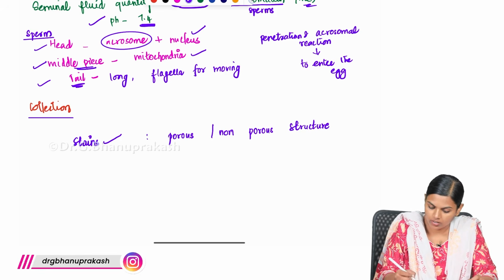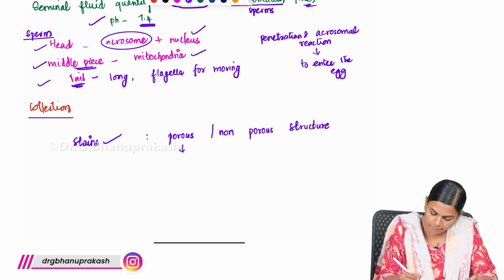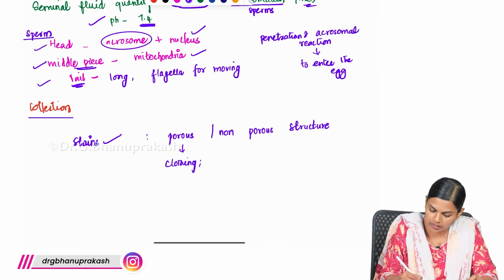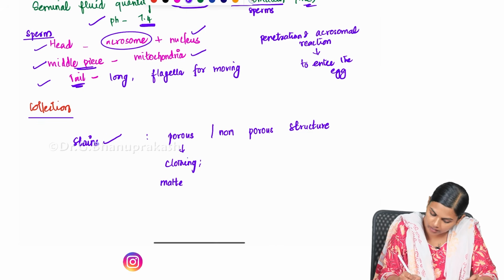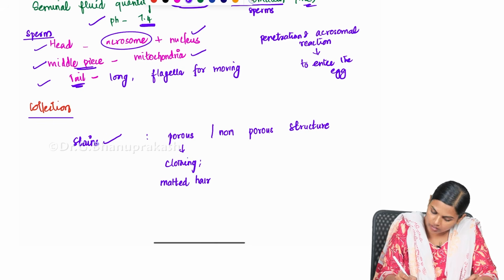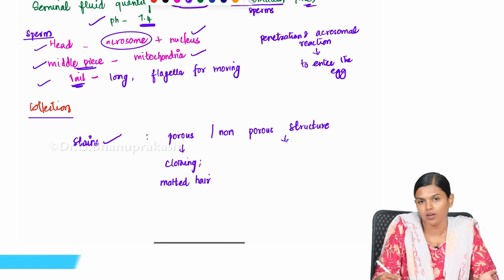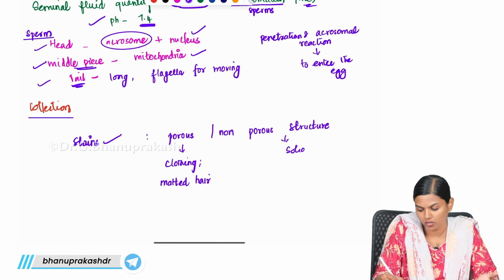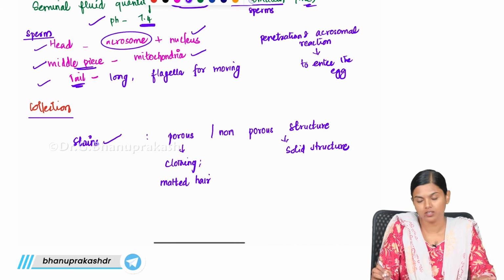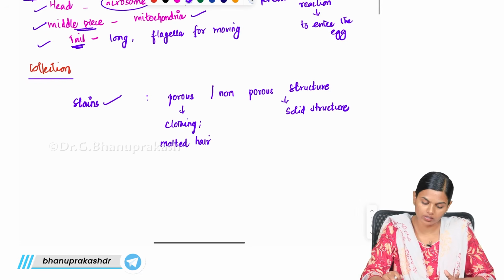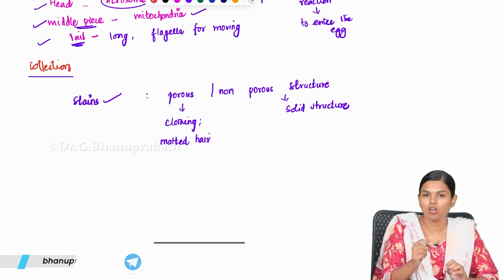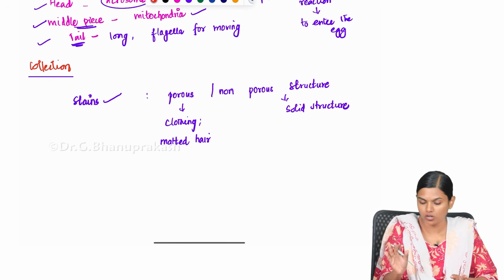So porous structure as in some clothing, or sometimes you can get matted hair. Non-porous, you can get over a solid structure. Over a solid structure you can get these stains.